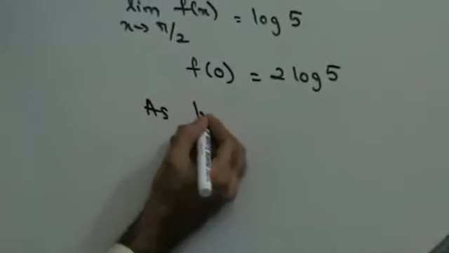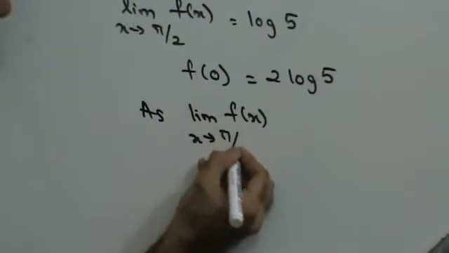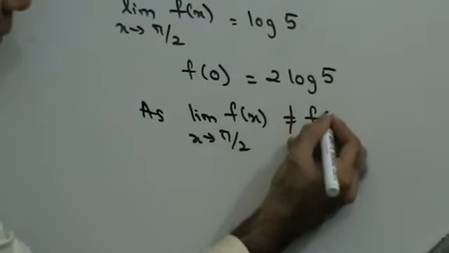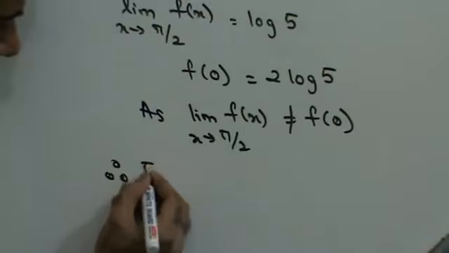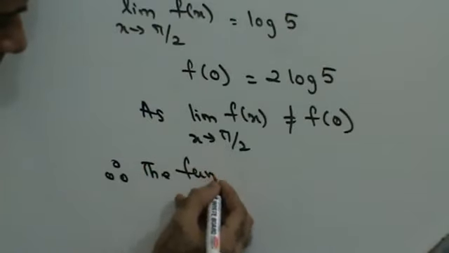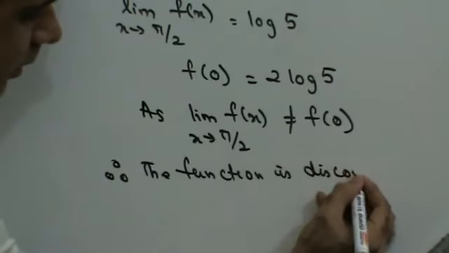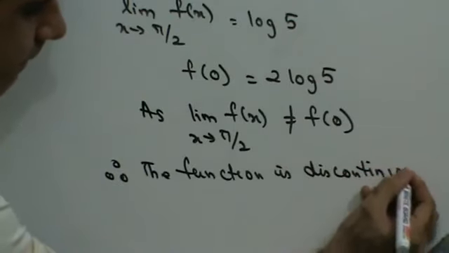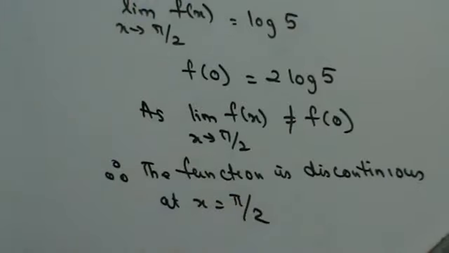As limit of f of x as x tends to pi by 2 is not equal to f of 0, right? Therefore, the function is discontinuous at x is equal to pi by 2. Fine, do we get this? Let's move on ahead.